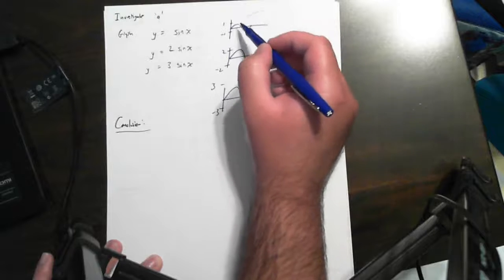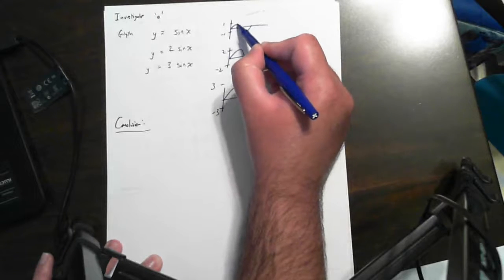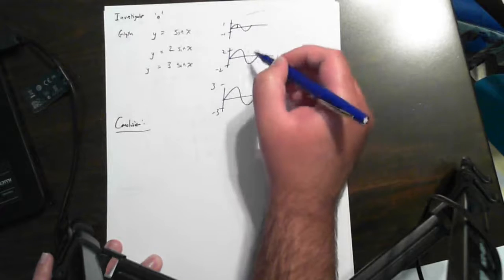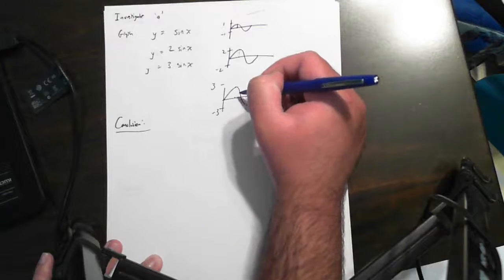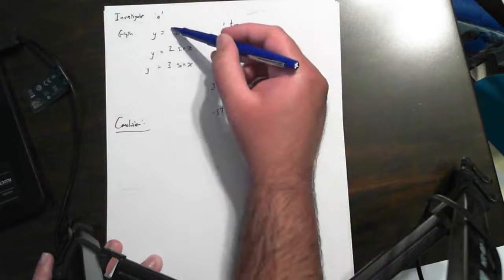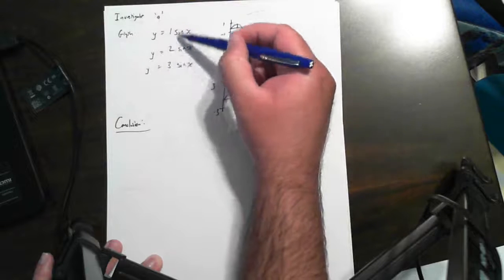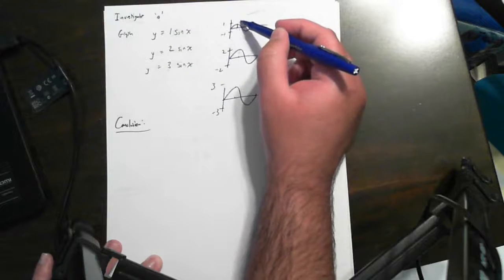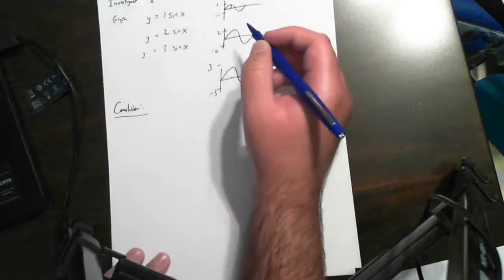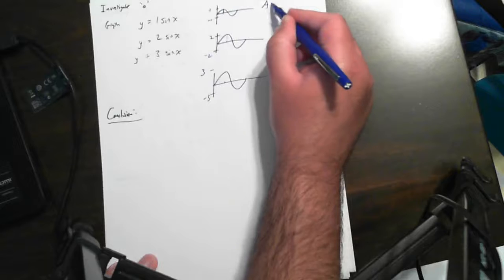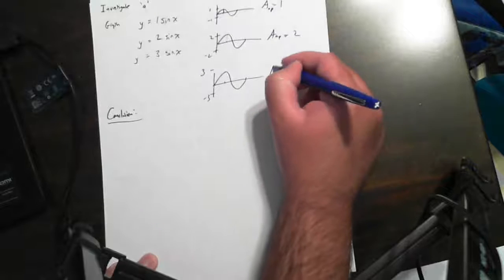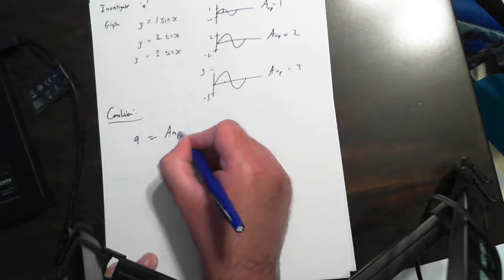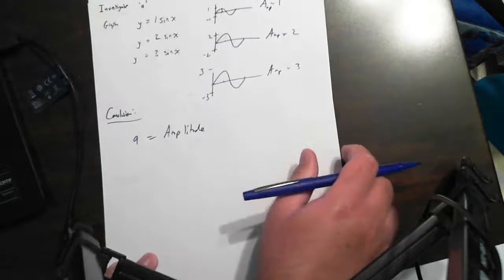Okay? So what we can really see is that the distance from the midline to the maximum here was 1. The distance from the midline to the maximum here was 2. And the distance from the midline to the maximum here is 3. So what's happening is that this number in front is affecting the distance from the midline to the maximum. Well, the term for the distance from the midline to the maximum is the amplitude. So this tells me that here the amplitude is 1, here the amplitude is 2, and here the amplitude is 3. So what I can say is that a is directly equal to the amplitude of the function.